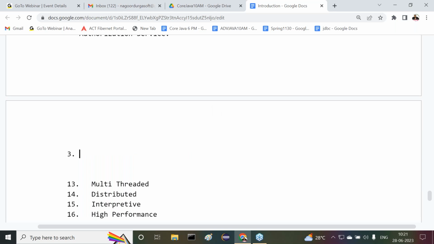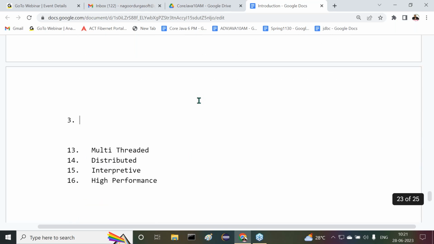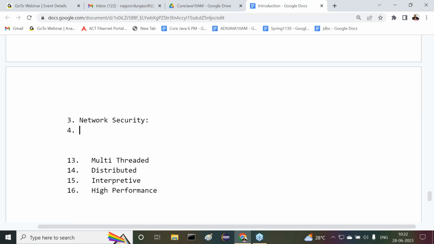Now the third one, what about this third one? We can understand now, network security. When you come to microservices applications, I am going to teach about Spring Boot microservices, where definitely there is a security module, implemented on the basis of Java. There we encrypt the data and send that encrypted data through the network. At the receiver's side, decryption happens, the data is decrypted, and there we are able to see the data.